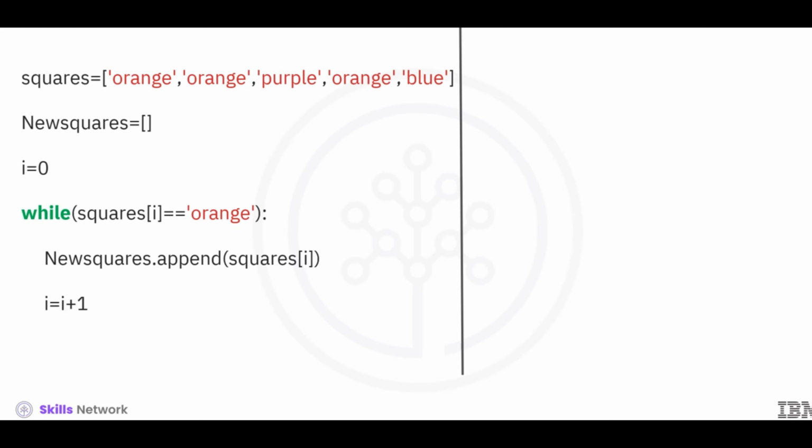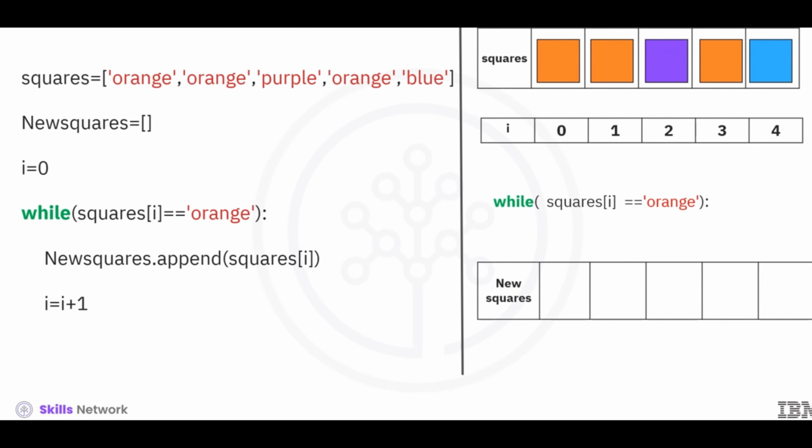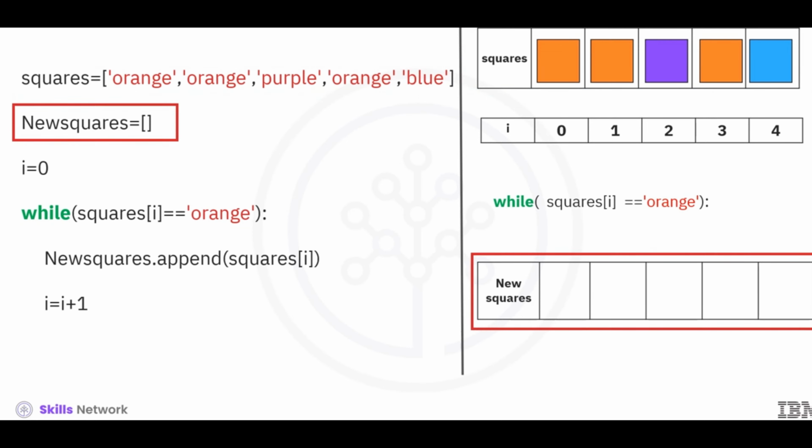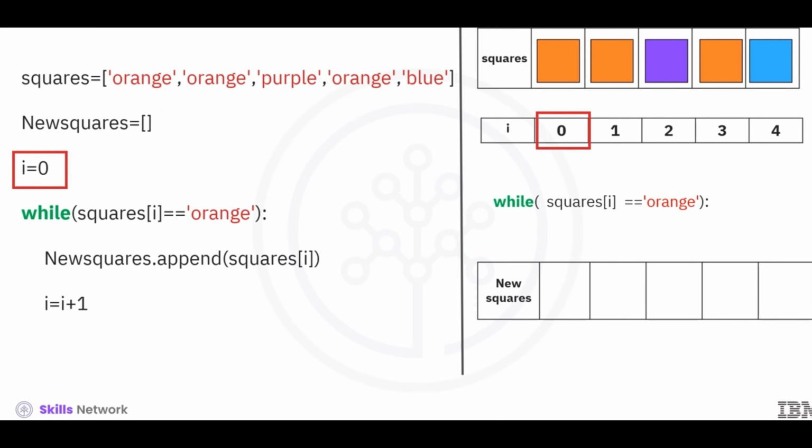Let's use the figure on the left to represent the code. We will use a list with the names of the colors to represent the different squares. We create an empty list of new squares. In reality, the list is of indeterminate size. We start the index at 0.